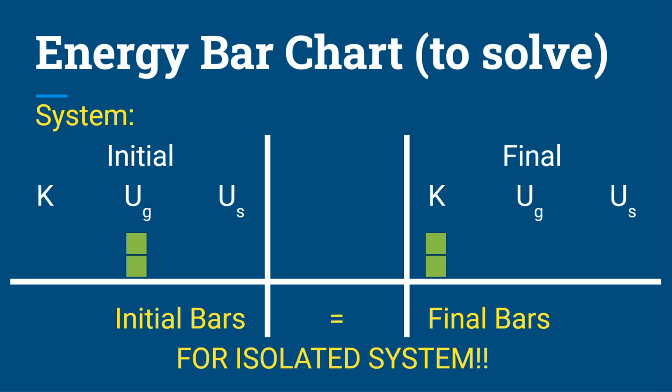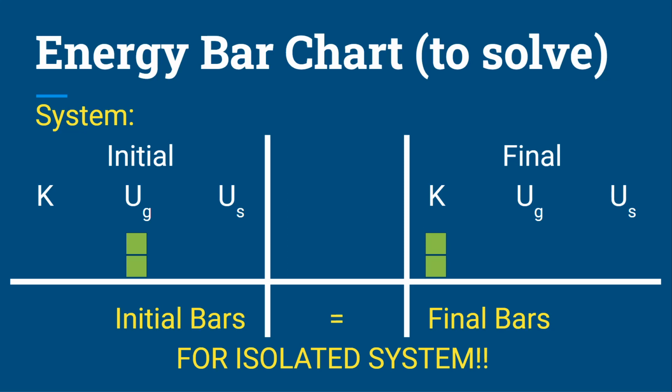The initial bars will be equal to the final bars if you have an isolated system. And it is up to you to define that system so that it is isolated so that you can use this equation, so that you can set them equal. Okay, if you don't set up your system properly, you wouldn't be able to use conservation of energy. You need to set it up so that it's isolated, so that energy is conserved, so that you can use this information if you're trying to solve for something with conservation of energy, of course.